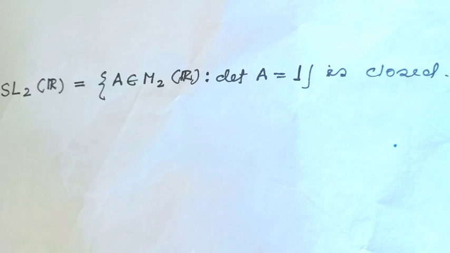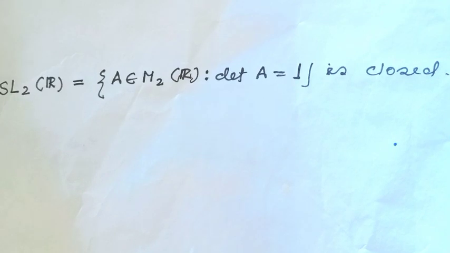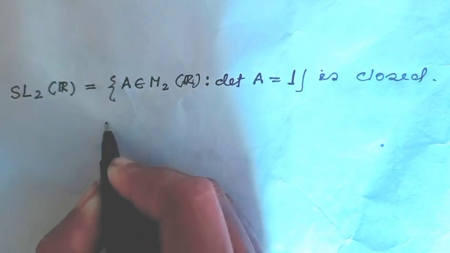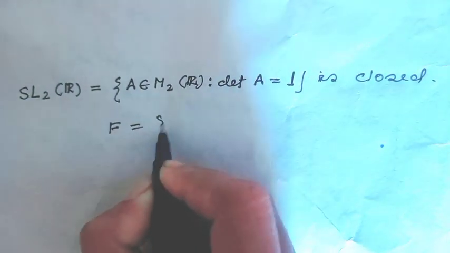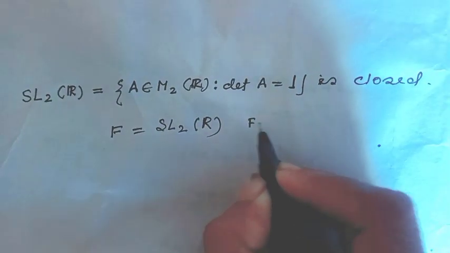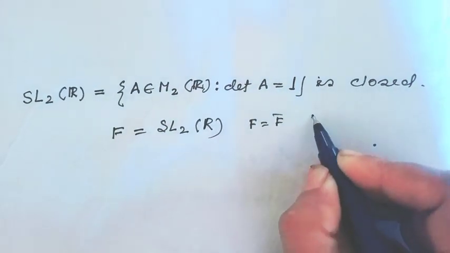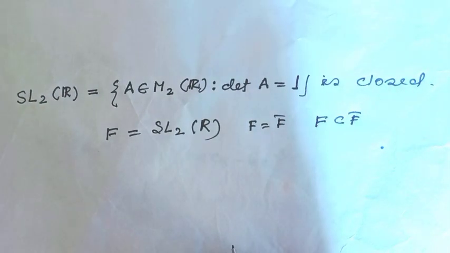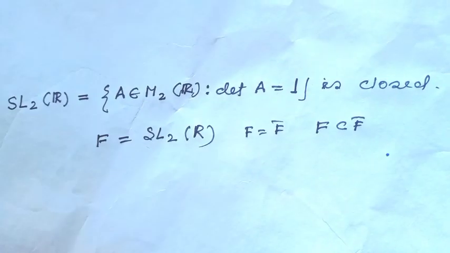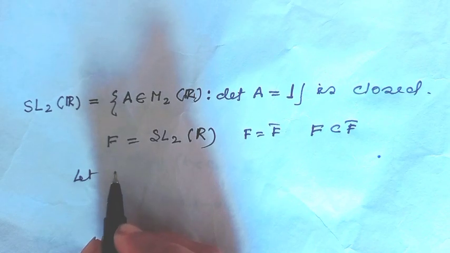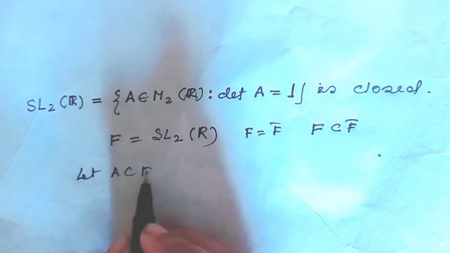This is actually an exercise. I hope all my viewers have understood how we have to prove this. We have to prove this set is closed. Actually, consider F equal to SL2R and we have to prove F equals F closure. Clearly, F contains F closure. Now we have to prove F closure contains F. For this, consider A belongs to F closure.